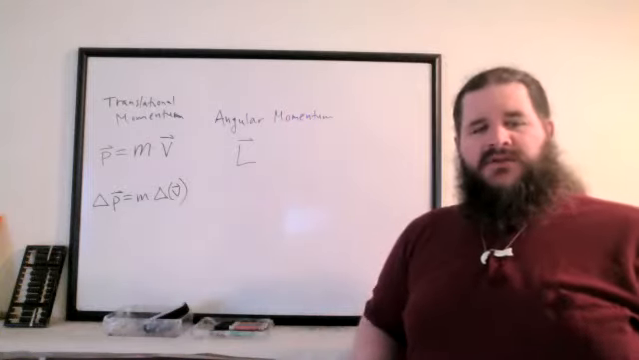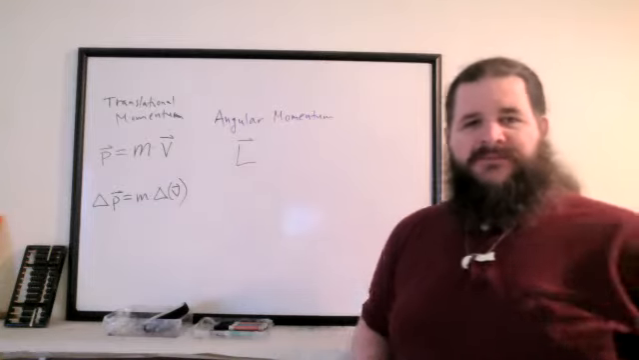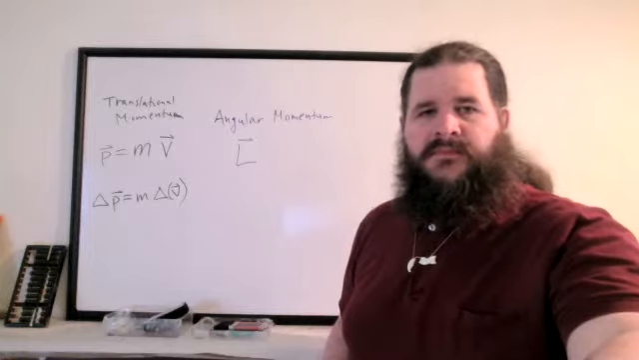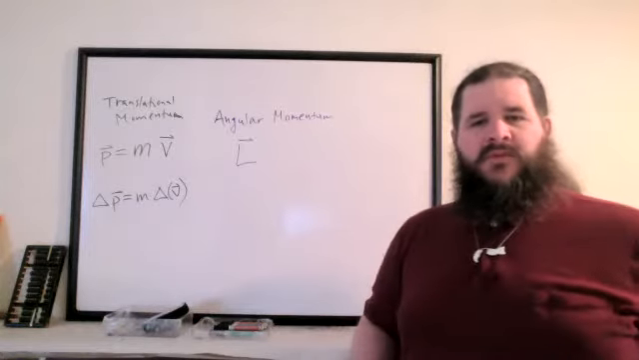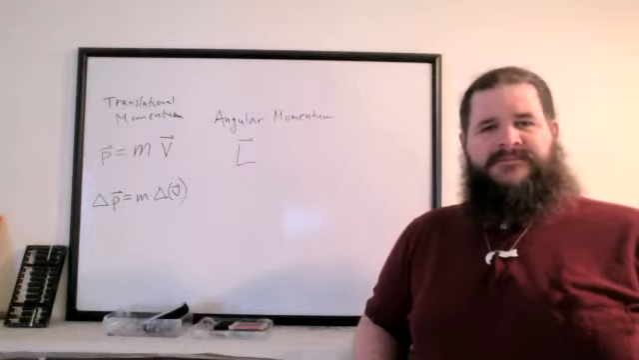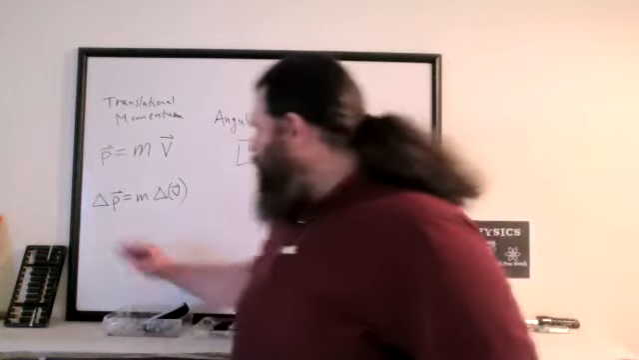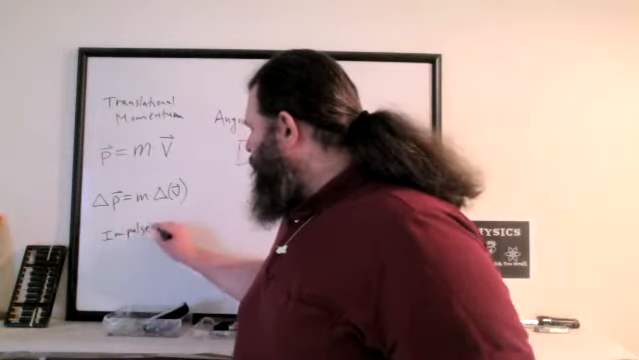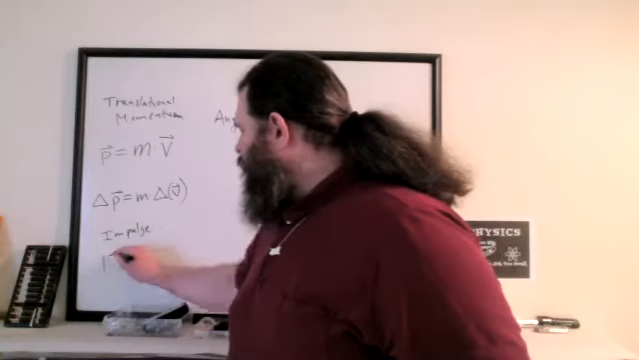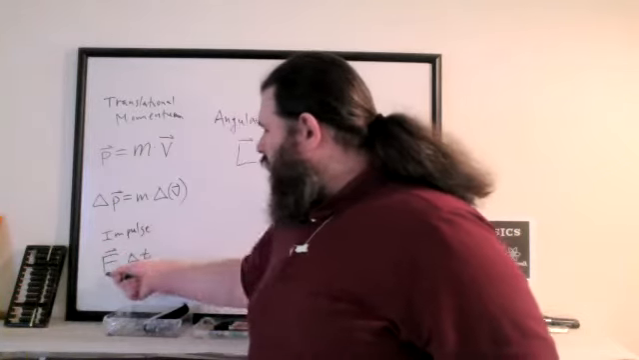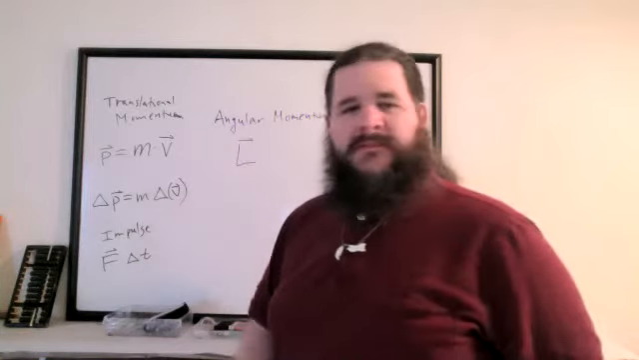And what do you have to do to the object to make it change? What would you have to apply to the object to make that change happen? A force. Yeah, you've got to apply a force. And this is where the idea of impulse comes in. Impulse is force applied for some amount of time. And that force times time causes a change in momentum.